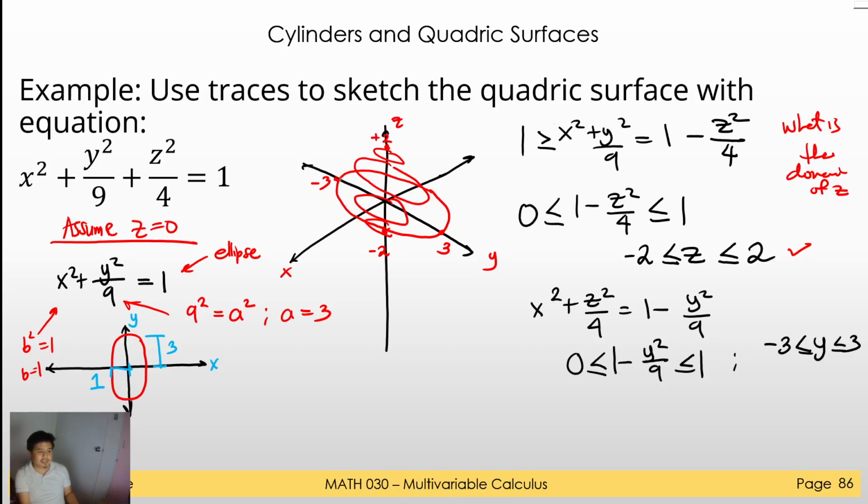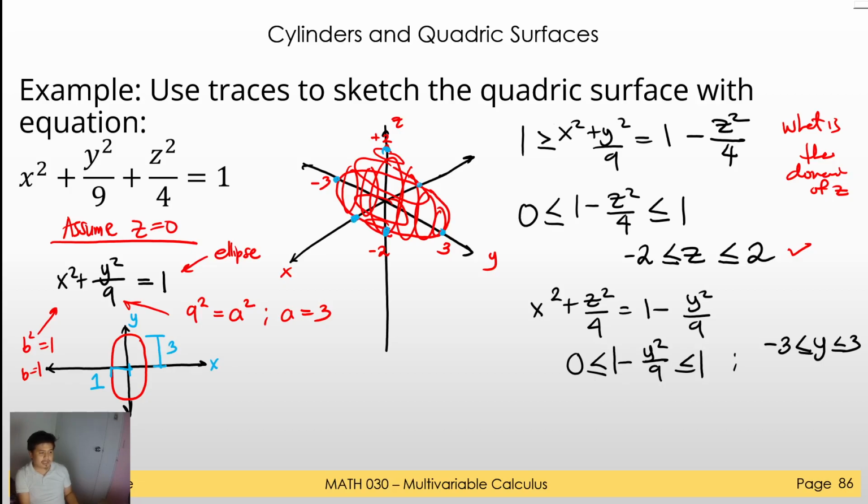So you can imagine an ellipse with this major axis. So 2 and then 1 on the x axis. So this will be something like this. So that will be your traces. Okay. And then for identifying also the limits here, we already identified the limits here.